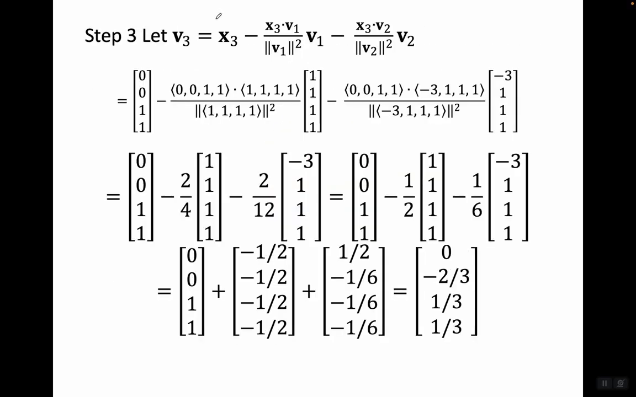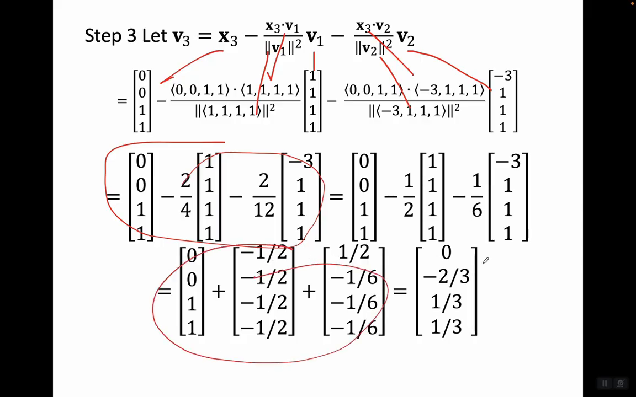Step 3, let v3 equal x3 minus x3 dot v1 all over length of v1 squared times v1 minus x3 dot v2 over length of v2 squared times v2. In other words, we're going to have x3 minus x3 dot v1 over the length of v1 squared times v1 minus x3 dot v2 over the length of v2 squared times v2. Do the math, and we end up with this. Simplify the fractions. 2/4 is a half, 2/12 is a sixth. And then when we multiply it out, we get this. So then when we add them together, we end up with 0, negative 2/3, 1/3, 1/3.